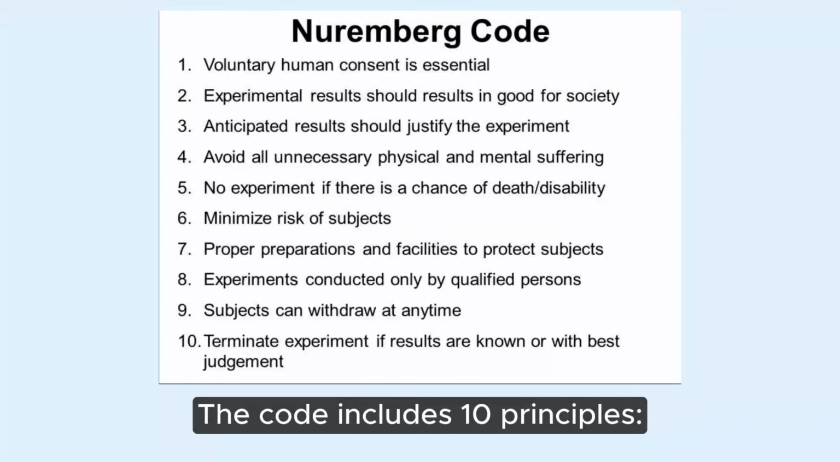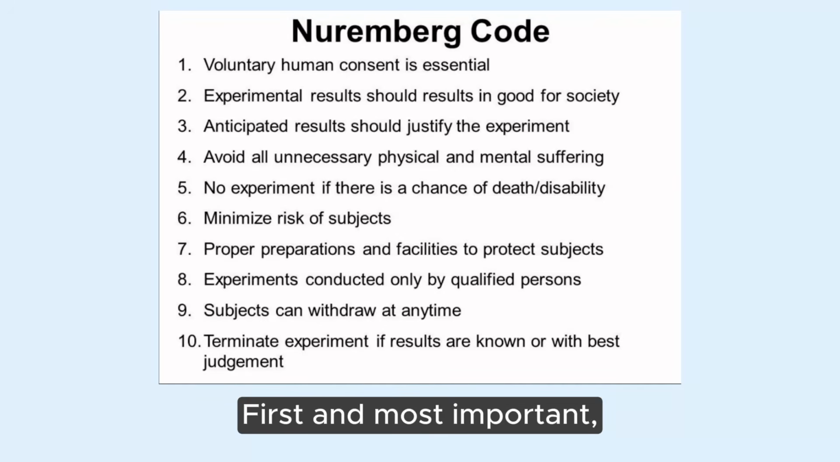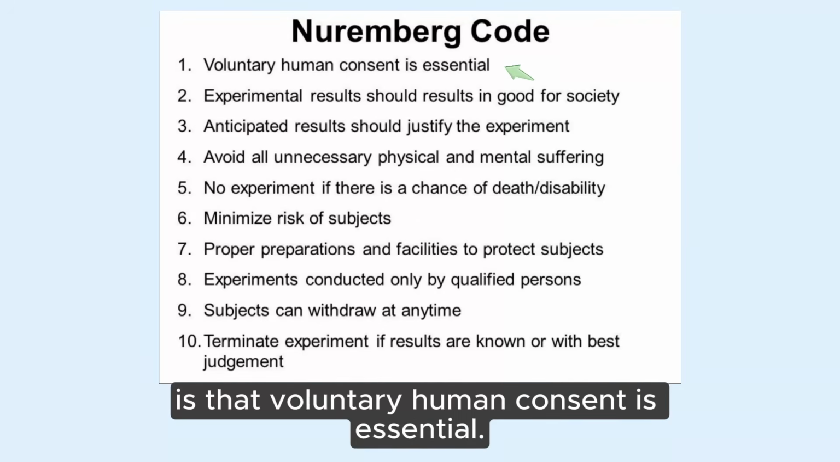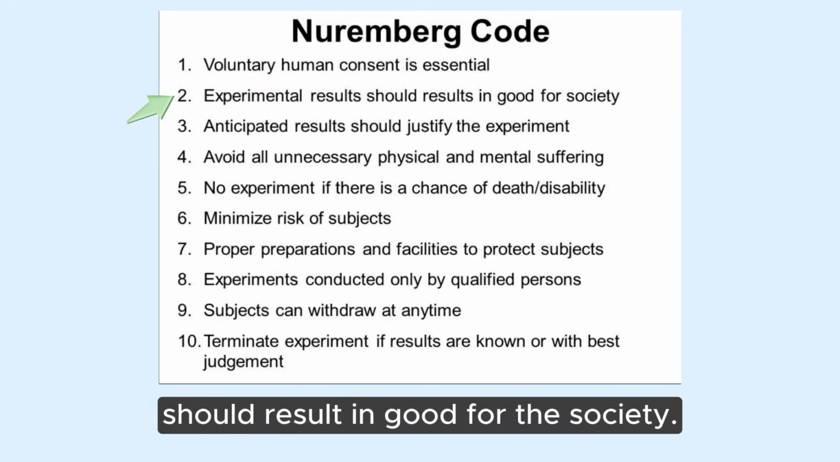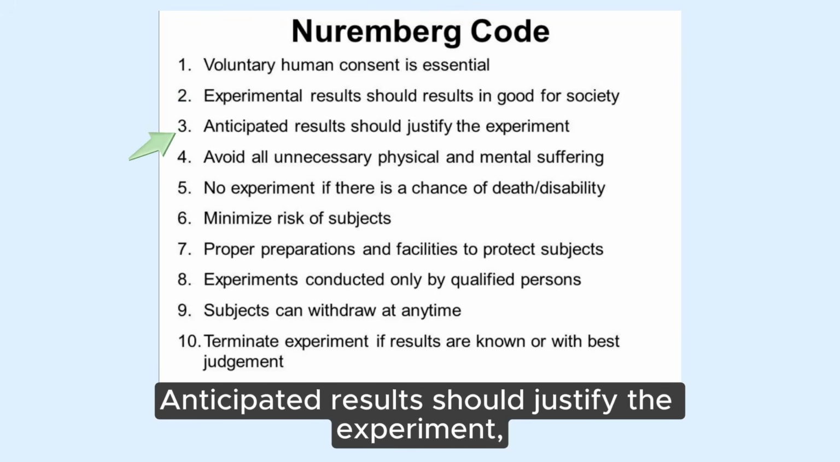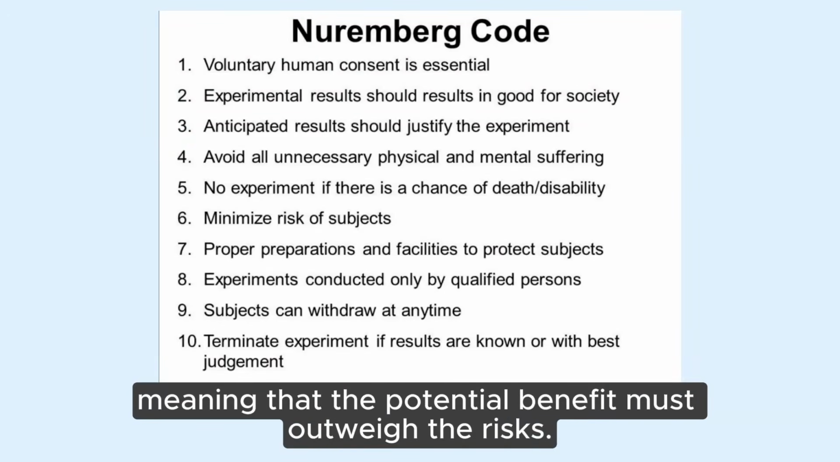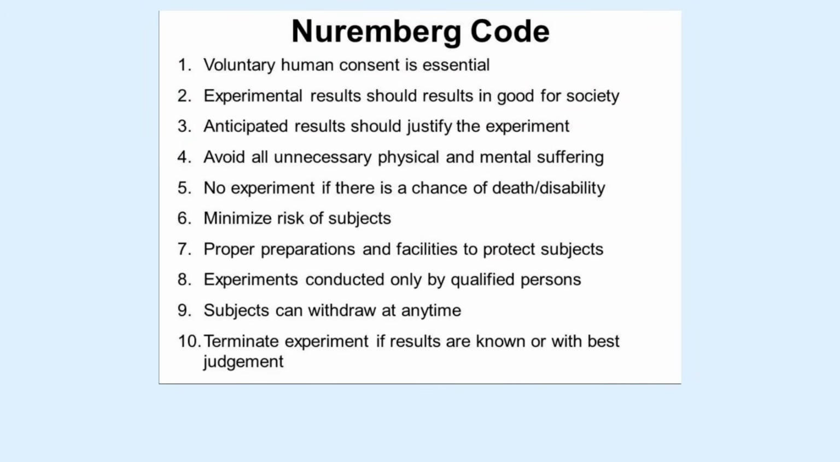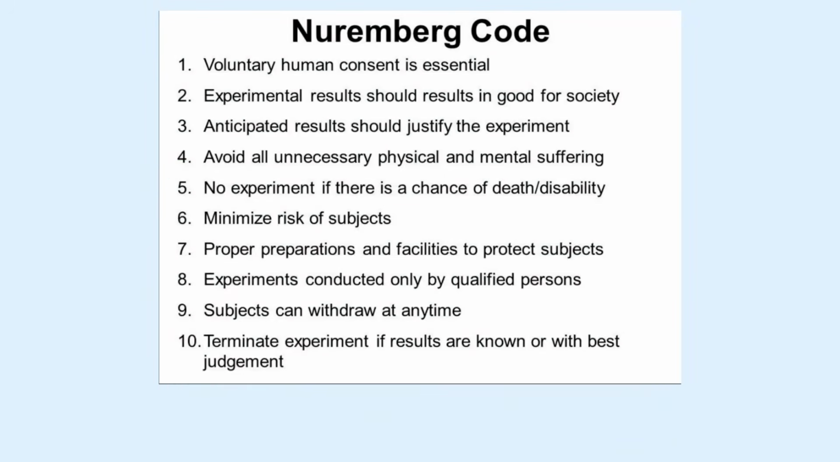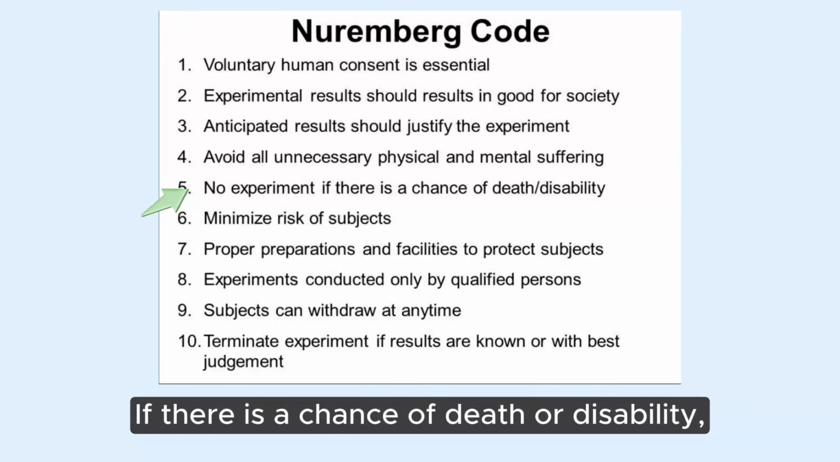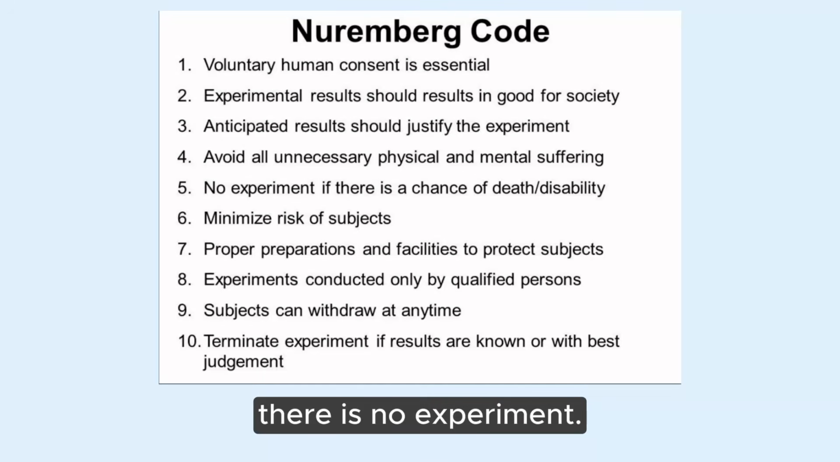The code includes 10 principles. First and most important is that voluntary human consent is essential. Experimental results should result in good for the society. Anticipated results should justify the experiment, meaning that the potential benefit must outweigh the risks. Avoid all unnecessary physical and mental suffering. If there is a chance of death or disability, there is no experiment.